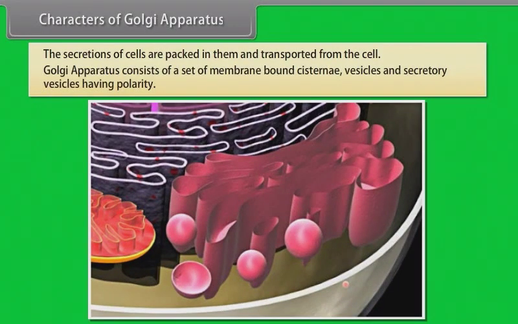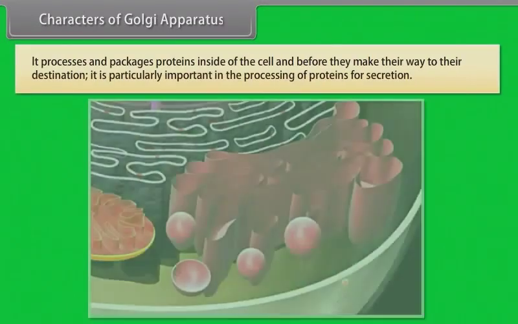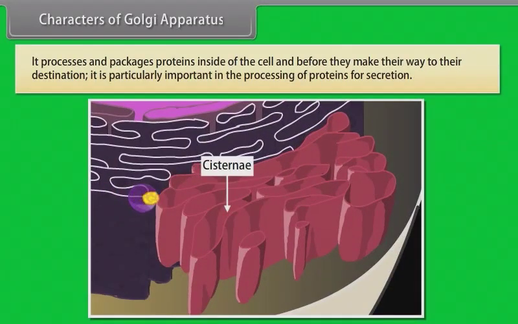Golgi apparatus consists of a set of membrane-bound cisternae, vesicles, and secretory vesicles having polarity. It processes and packages proteins inside the cell, before they make their way to their destination. It is particularly important in the processing of proteins for secretion.